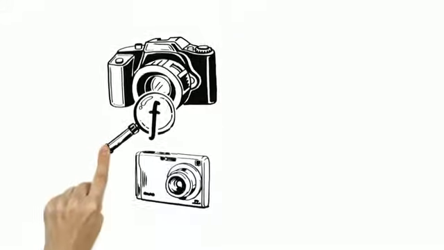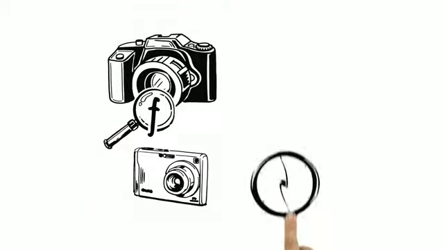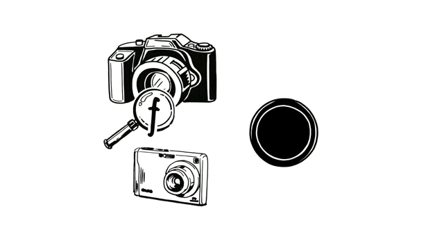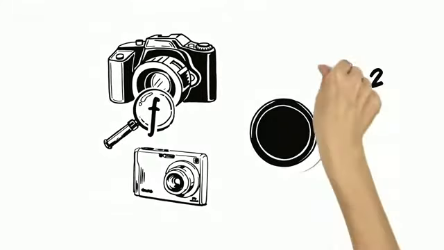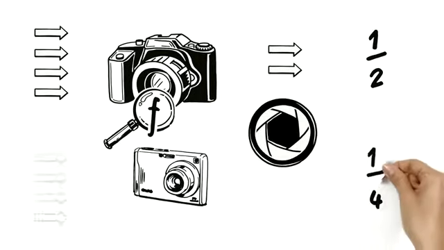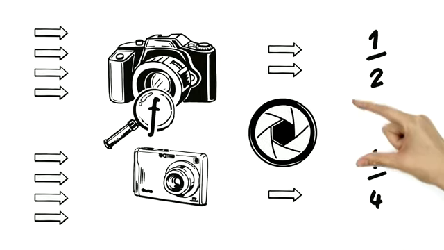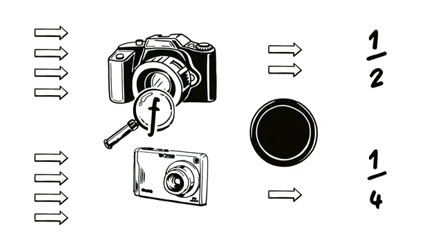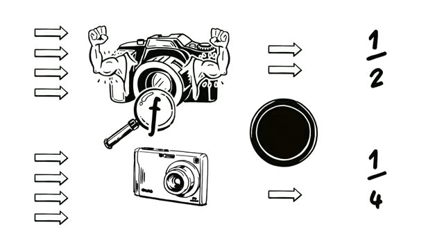The F number, or focal ratio, specifies up to how far the curtains can be opened. At F2, only halfway. At F4, only a quarter of the way. So, the lower the number, the more light can pass through a particular lens.